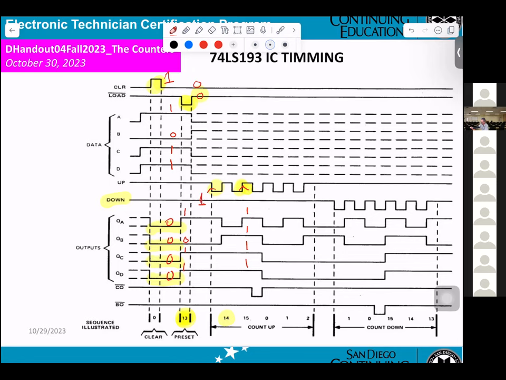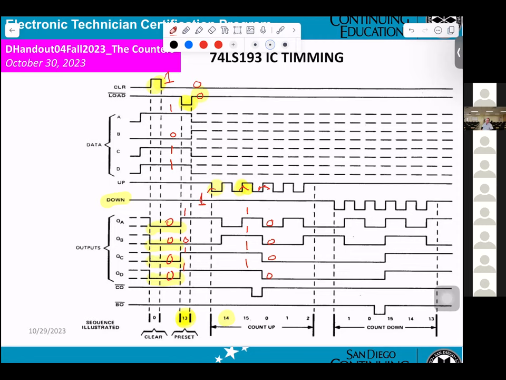Okay, that means when you count up, they can count from 0 to 15. And after they count to 15, okay, and you apply the clock again, they will be count to 0. You see that? 0, 0, 0, 0. Okay? That is counting up again. Counting up will be counting from 0 to 15 and to 0. If you keep applying the clock to up, that means they keep counting that way, run forever.